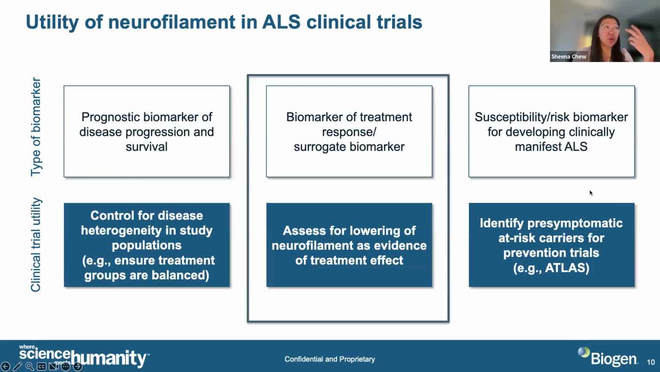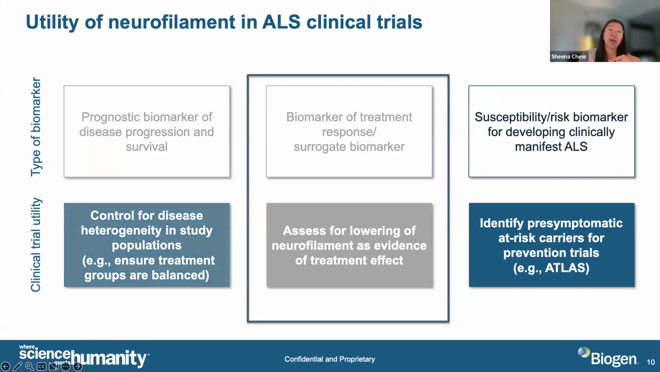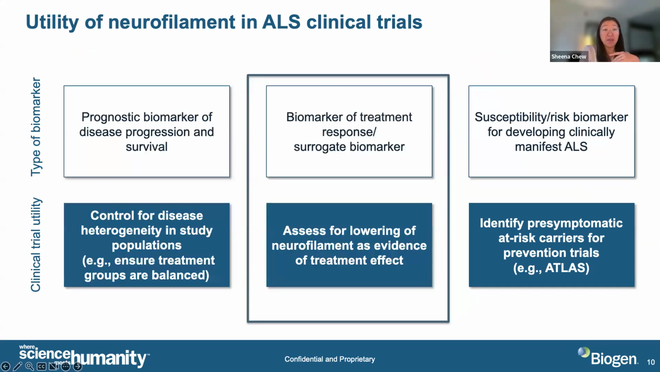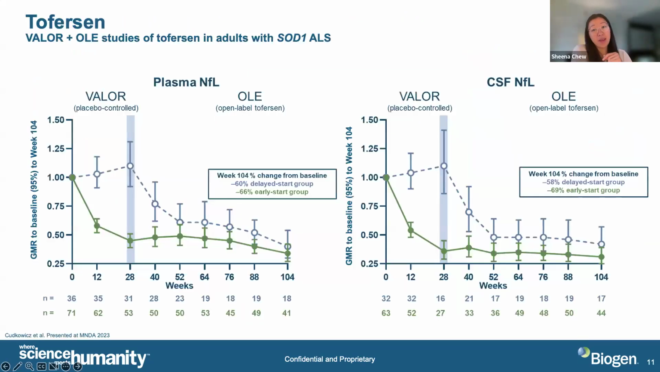The second use of neurofilament in clinical trials for ALS is as a biomarker of treatment response, a surrogate biomarker. I wanted to share a little bit about our assessment of neurofilament lowering as evidence of treatment effect across the different ALS drug development programs at Biogen.